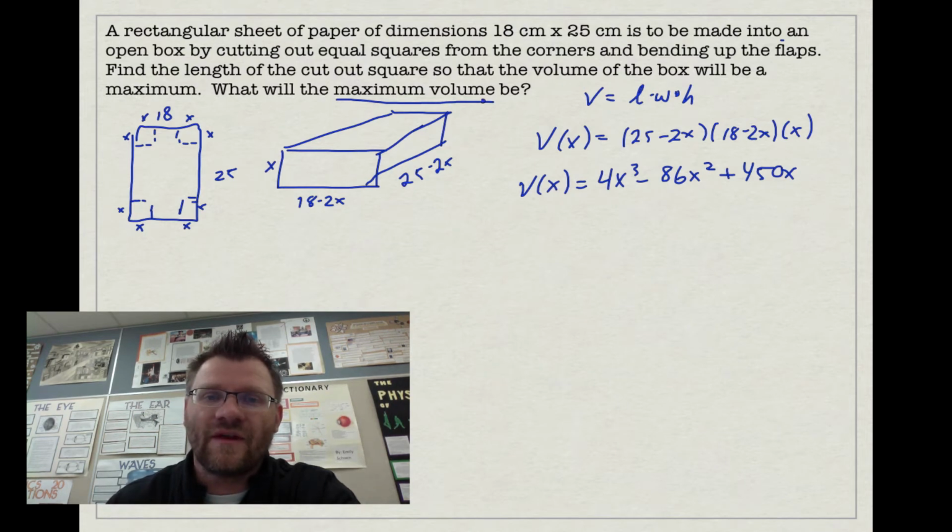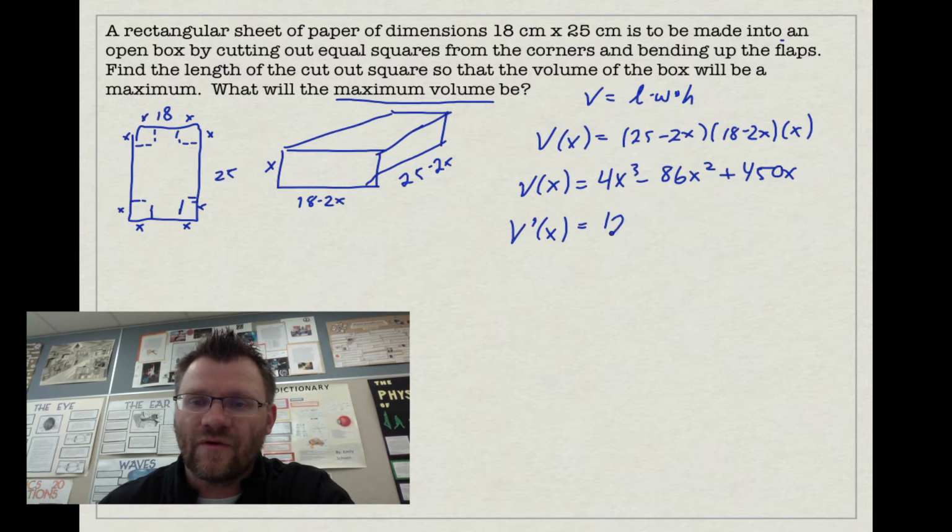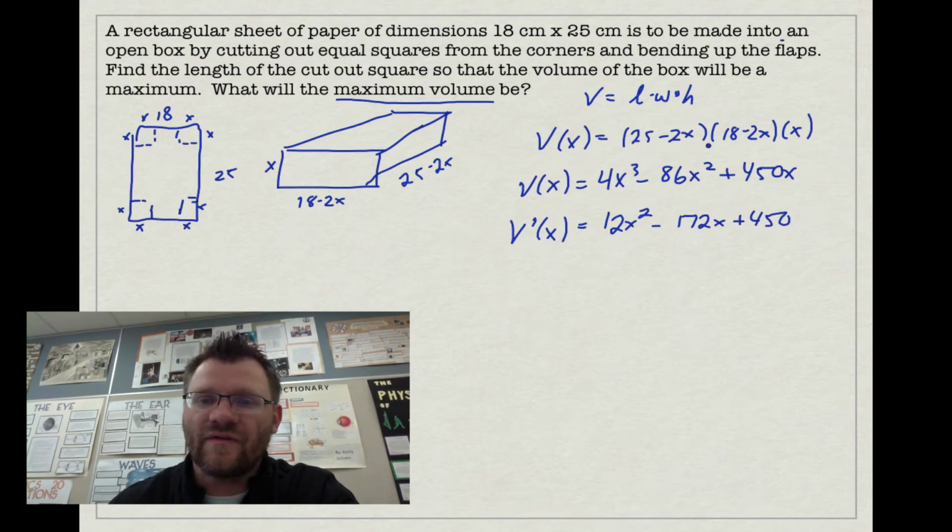This one's probably just going to have a maximum volume, and that's going to be where the first derivative equals 0. So we need to find out what our first derivative is, and that's 12x squared minus 172x plus 450.